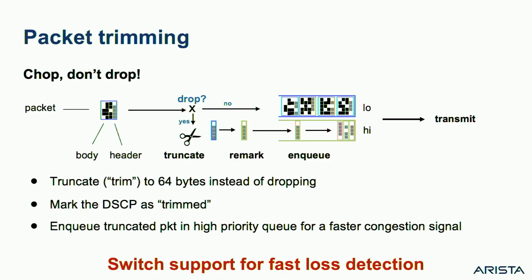It also takes the DHCP field of the IP header and sets that to a value that has the meaning that it's been trimmed, so that the receiver knows this packet has actually been trimmed. And what it then does is put this packet into a high priority queue. So it gets sent out of that switch, out of that interface much, much faster than if it would have been queued in the normal output queue, right?